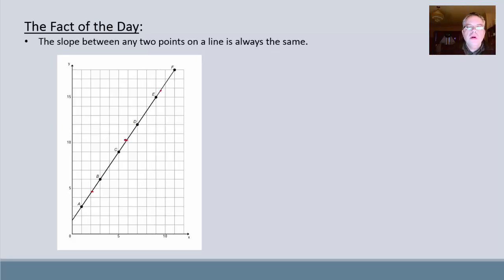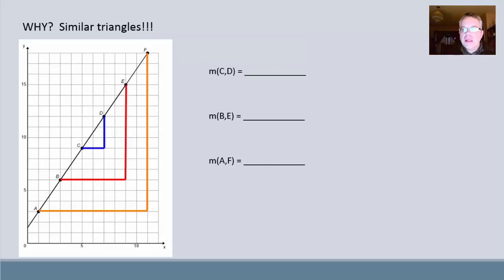Okay, now, just to illustrate this, we have 3 different slope triangles. We have a slope triangle drawn between C and D. A slope triangle is what we get when we draw the rise and the run in between 2 points. So I have a slope triangle for C and D, that's the blue one, a slope triangle for B and E, that's the red one, and a slope triangle for A and F, that's the orange one. Now, when we compute the slope using these 3 different slope triangles, it's going to end up being the same. So let's do it and see what we get.